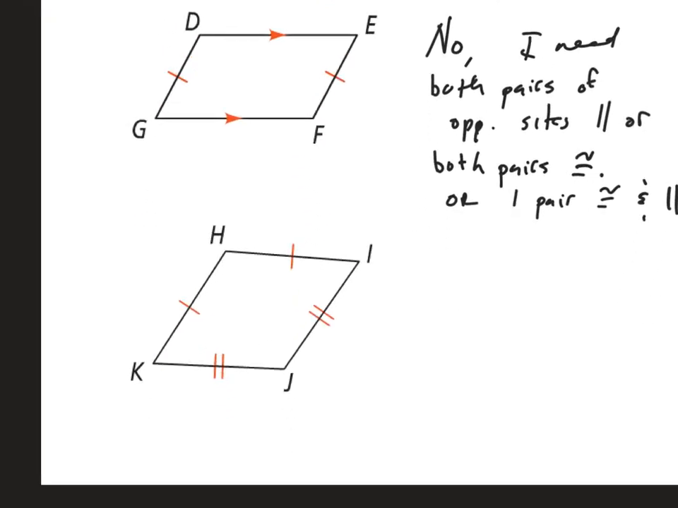Looking at quadrilateral HIJK, again, no. Why? Opposite sides are not congruent. So I need both pairs of opposite sides to be congruent.